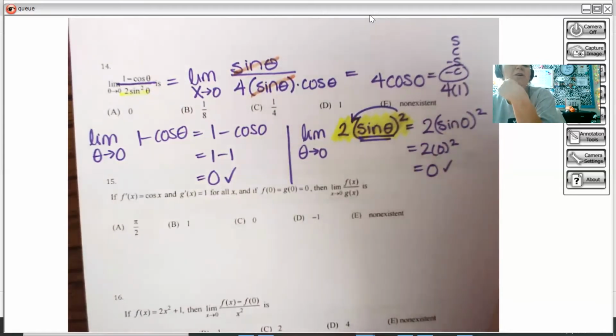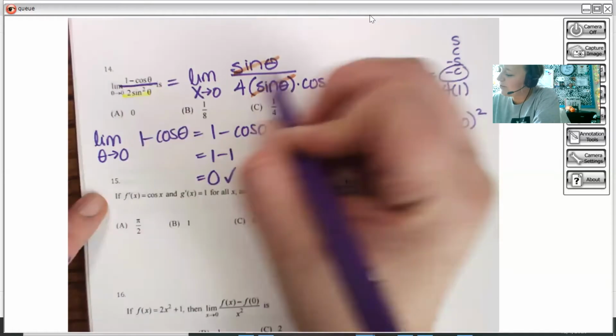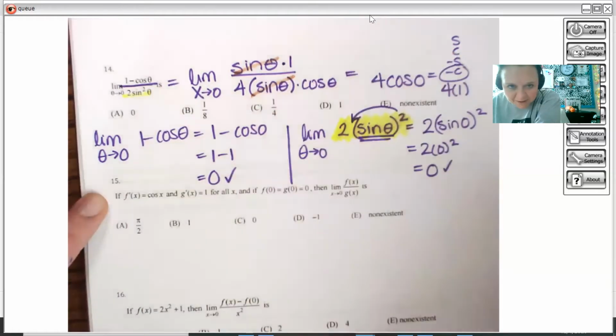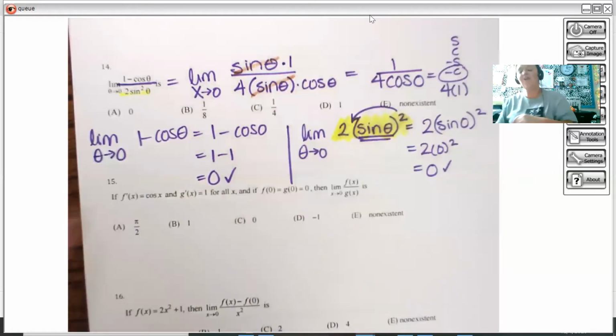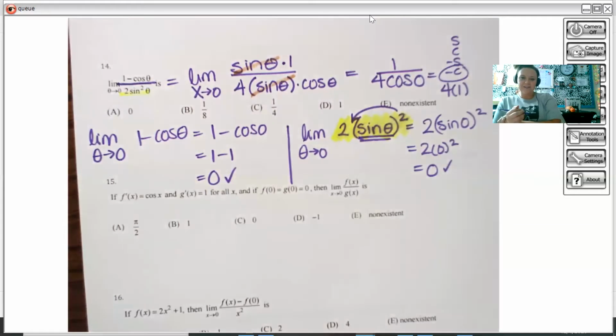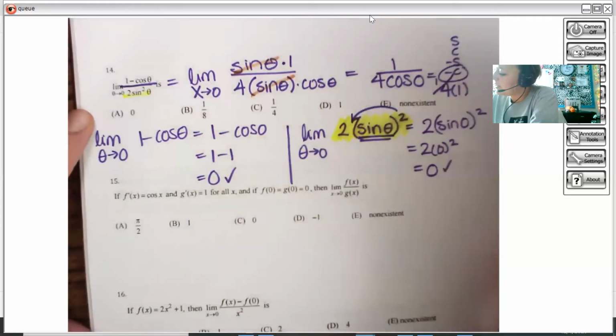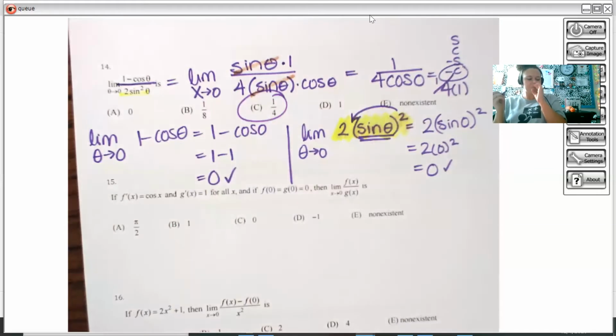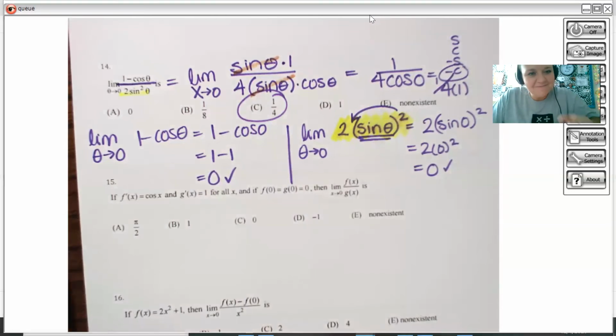Suspicious. There's no 4 as an answer. That's because, bam, when you cancel that sine out, you've got to leave something up there. So it's 1 over 4 cosine 0, which is 1 over 4, which is then a 4. But don't forget that chain rule. If it's sine of theta squared, you've got to make sure you do chain rule around it. Okay? Good job. Very good job.